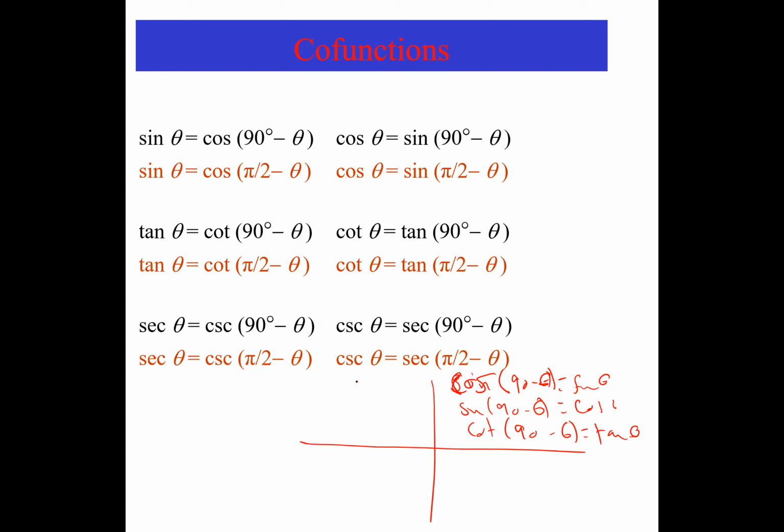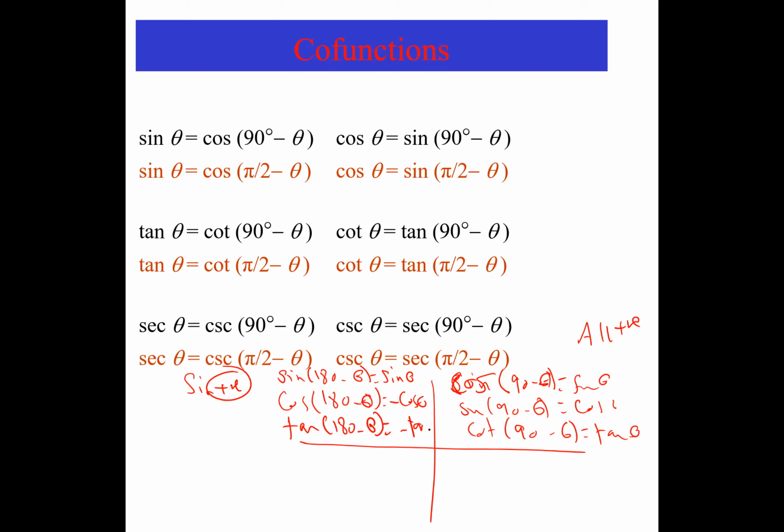In the second quadrant, and we solved some exercises on these properties yesterday, we said sine 180 minus theta equals sine theta, and cosine 180 minus theta equals negative cosine theta, because in the first quadrant all of them are positive. In the second, only sine and its reciprocal. So cosine 180 minus theta equals negative cosine theta, and tan 180 minus theta equals negative tan theta.